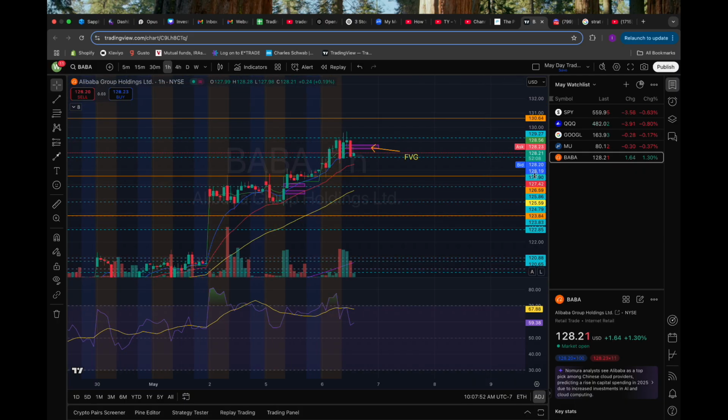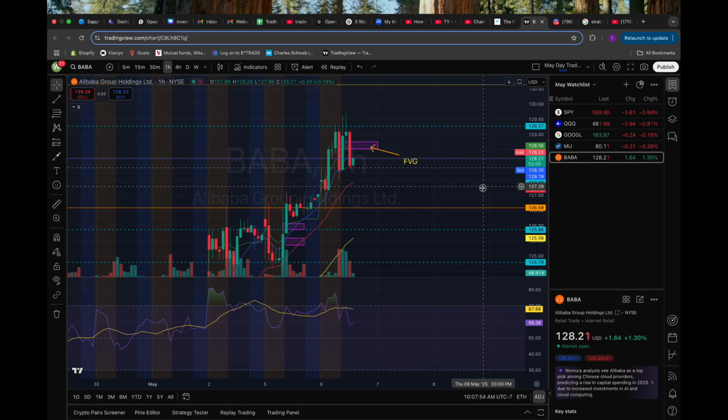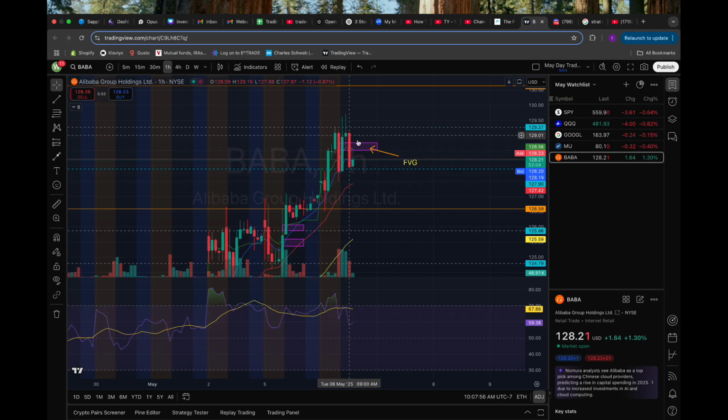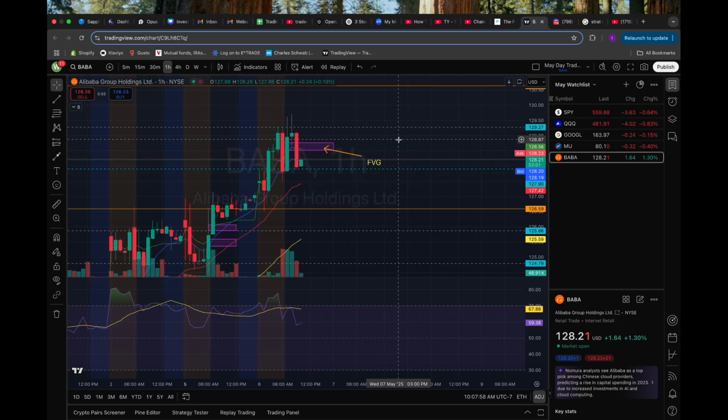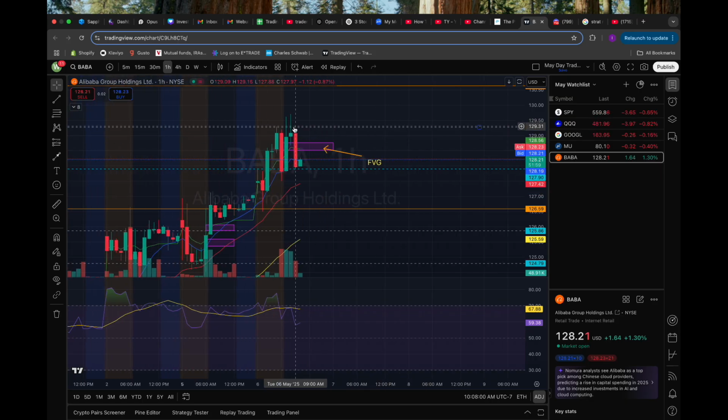Right. This is another reversal. Kind of similar setup right here. This is on an hourly time frame. So it came up to resistance right here, and then it rejected, opened up, tried to go up, didn't, came down.